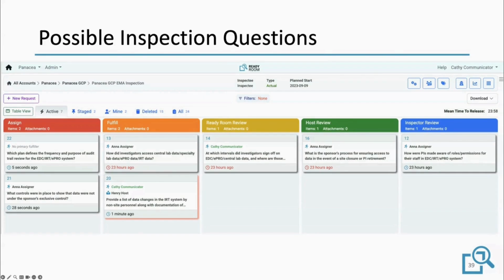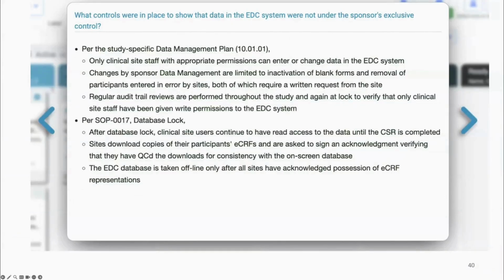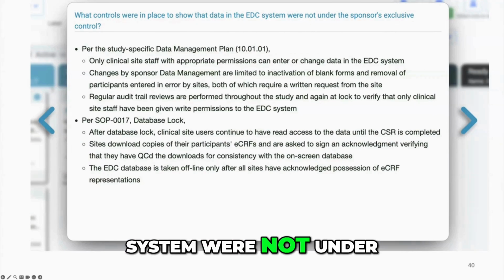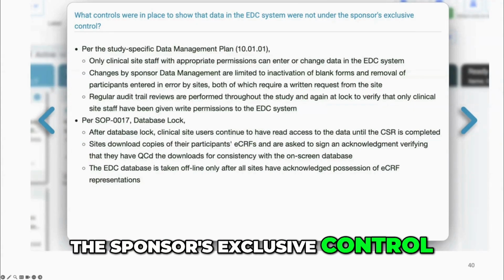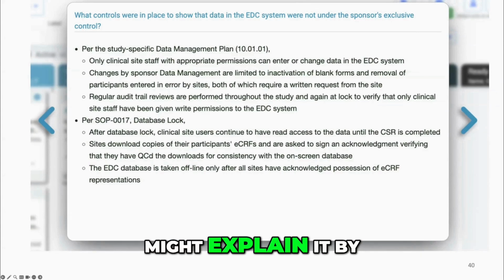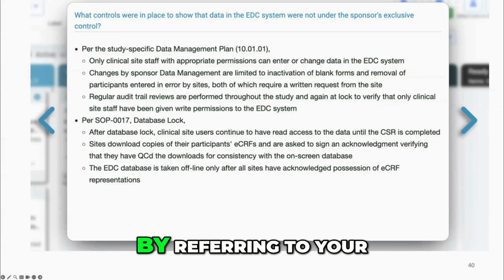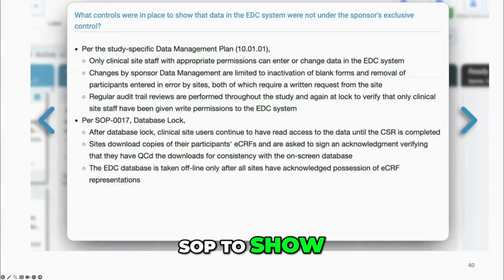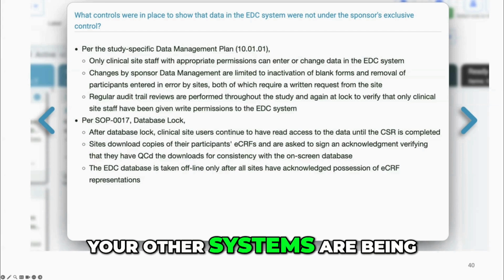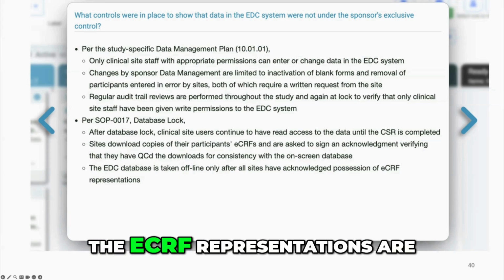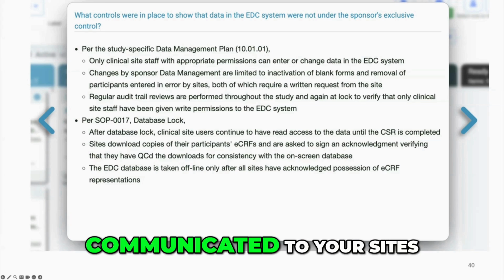Yeah. Thanks. And then, here's an example of a storyboard: what controls were in place to show that data in the EDC system were not under the sponsor's exclusive control. So this is how you might explain it by referring to your DMP for the study-specific procedures, by referring to your SOP to show that your EDC system and your other systems are being left open until the eCRF representations are communicated to your sites.